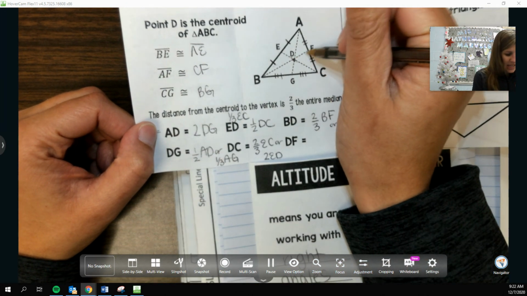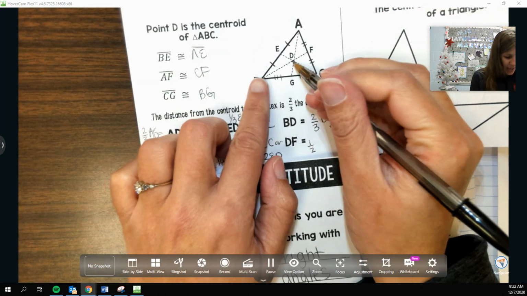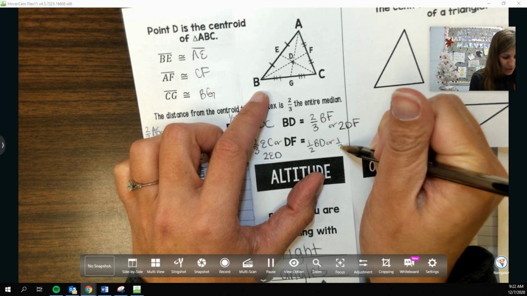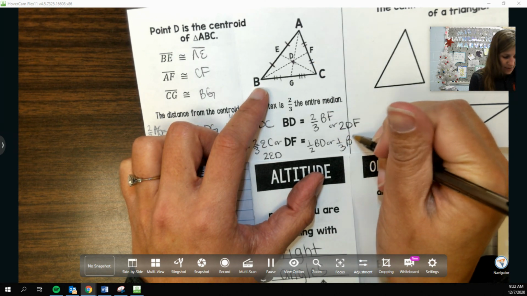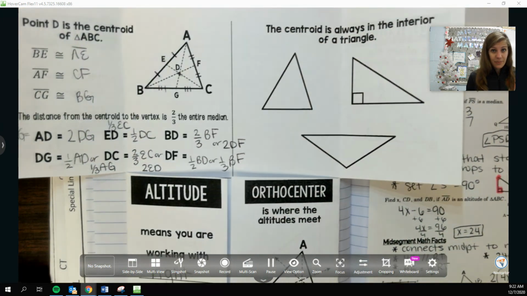And then DF, that's the smaller one. So it's either half of the larger part, BD, or a third of the whole thing, BF. Again, depending on what information you're given.